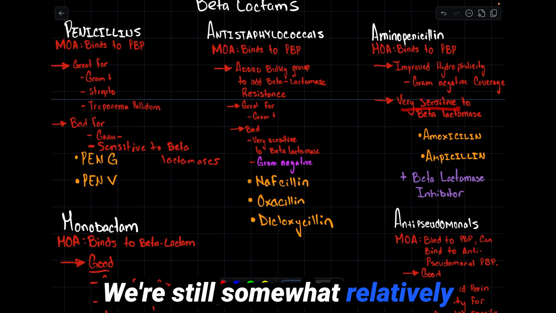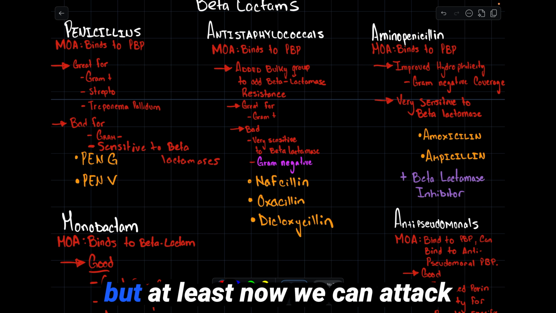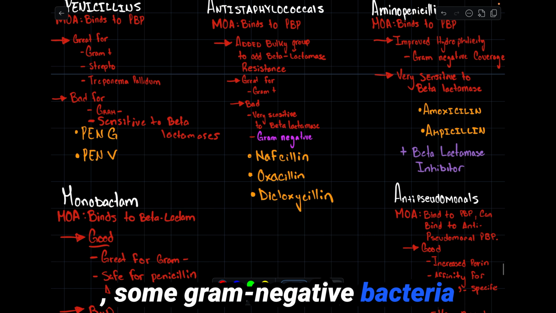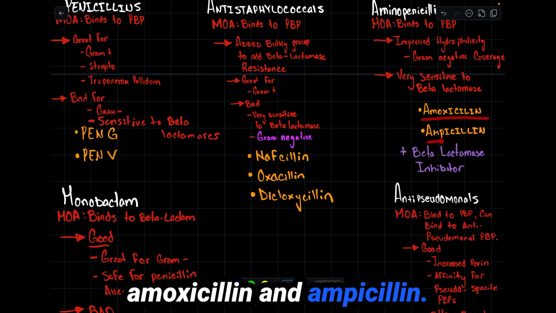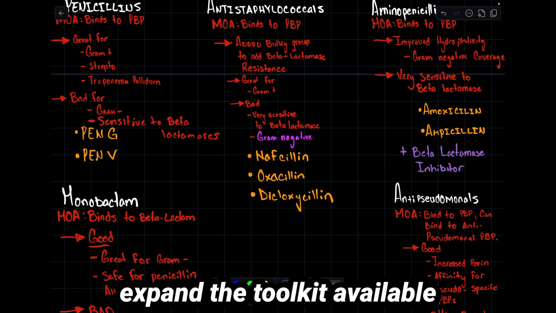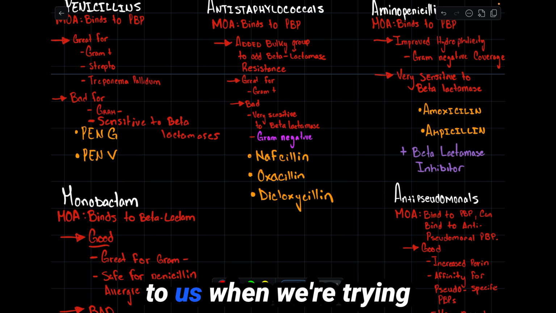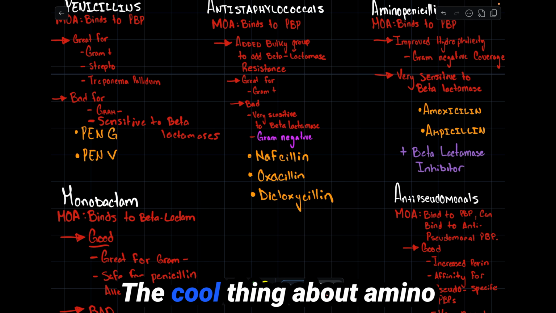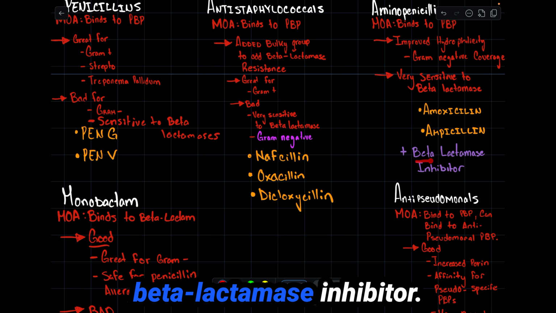We're still somewhat relatively sensitive to beta-lactamases, but at least now we can attack some gram-negative bacteria. And the ones to know are amoxicillin and ampicillin for now. Here's where we were able to expand the toolkit available to us when we're trying to fight these bacteria. The cool thing about aminopenicillins is that we can combine them with a beta-lactamase inhibitor.